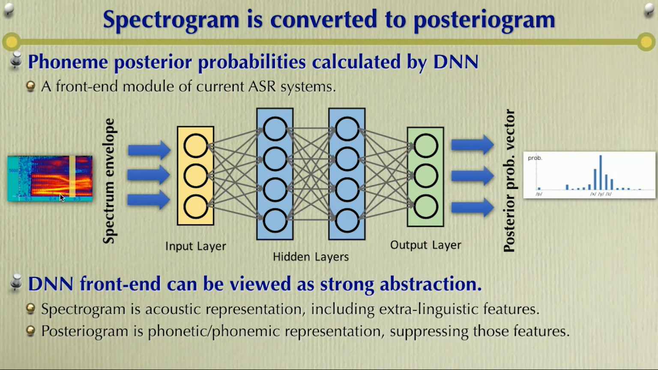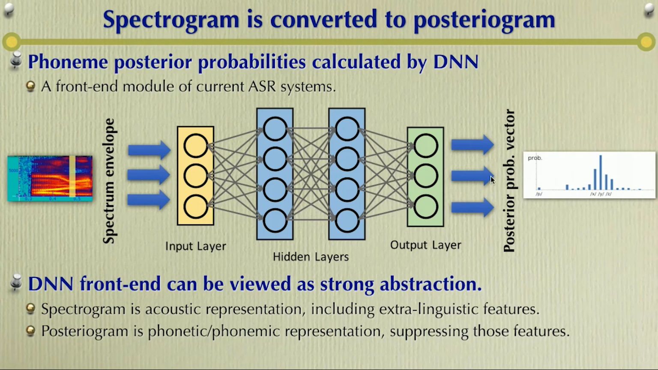This representation was used in a classical model of speech recognition, but in today's model of speech recognition, this is converted further into a posteriogram. The spectrogram is converted into posterior probabilities of phonemes. So what is a spectrogram?